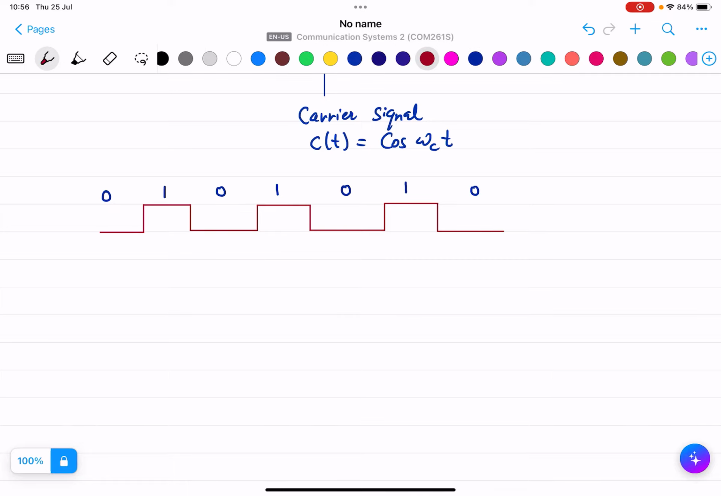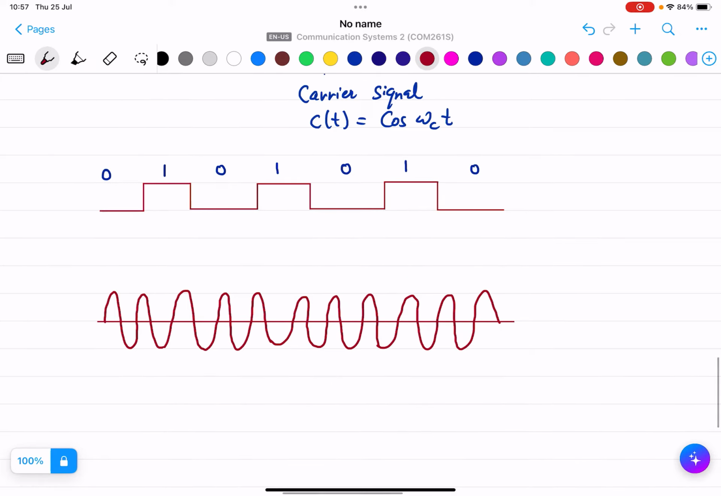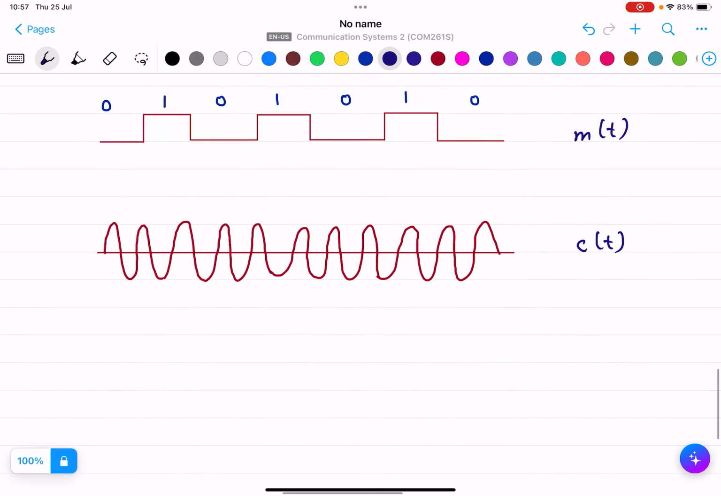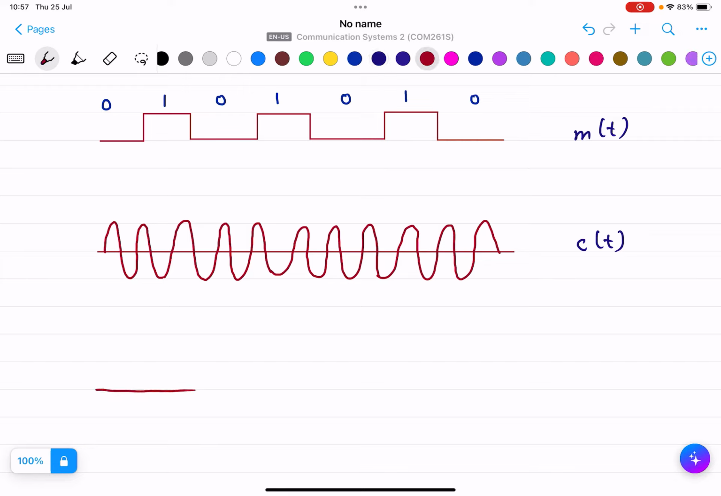Next will be my carrier signal. You all know the carrier signal. We already did the carrier signal in the previous classes, in the previous term. So carrier signal can have any frequency. It can have low frequency, it can have high frequency, any frequency. It depends on what type of modulation we want to do. This is my carrier signal. This signal is message signal, this is my carrier signal, c(t).